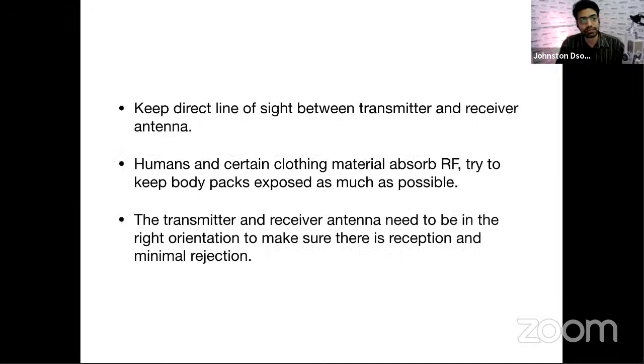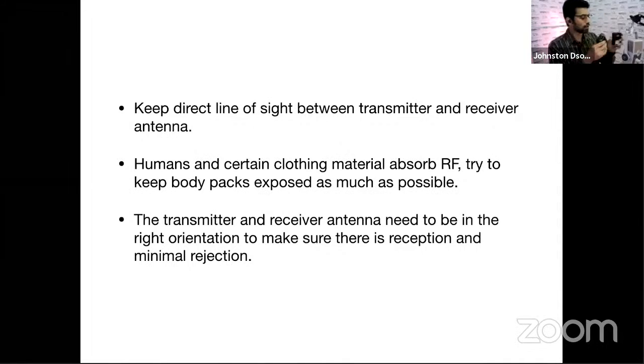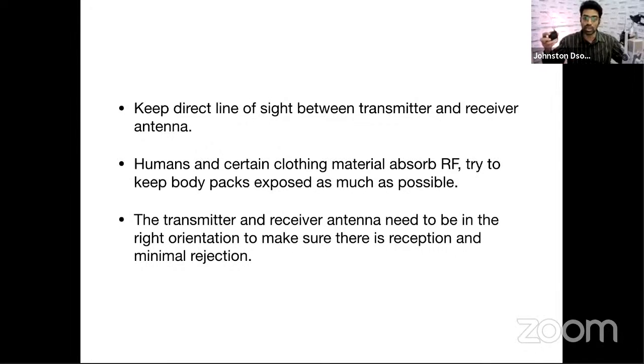Okay, so RF deployment. First rule of RF: whenever you're setting up any RF system, keep a direct line of sight between transmitter and receiver. What is direct line of sight? It means you should not have any obstruction between the transmitter and receiver. Up to a particular limited distance is fine, but if you have some obstruction, like a concrete wall in between, then the RF transmission is going to get restricted and there's going to be a drop. So try to keep as clean a line of sight as possible between the transmitter and receiver.